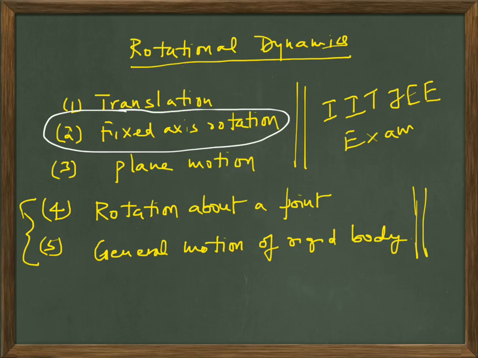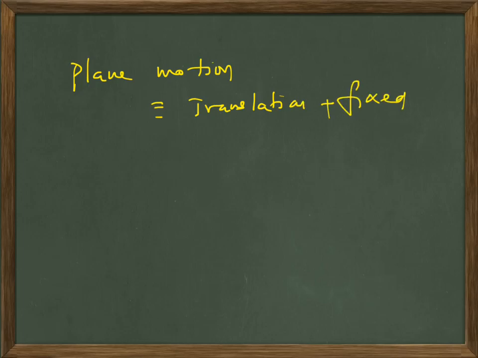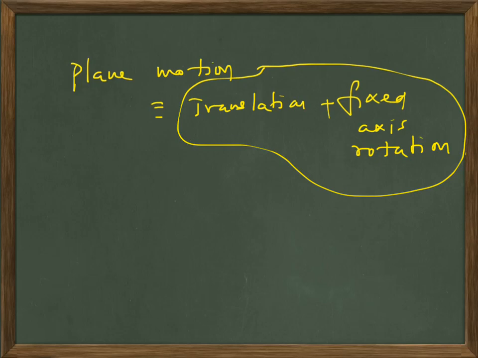Plane motion is a very strange motion. Actually, I can say plane motion is a combination of translation plus fixed axis rotation. I can say this is one definition of plane motion. If a body moves in such a way that it is a combination of translation plus fixed axis rotation, it is plane motion. Or I can say the body moves in a two-dimensional, 2D, what I call as plane.